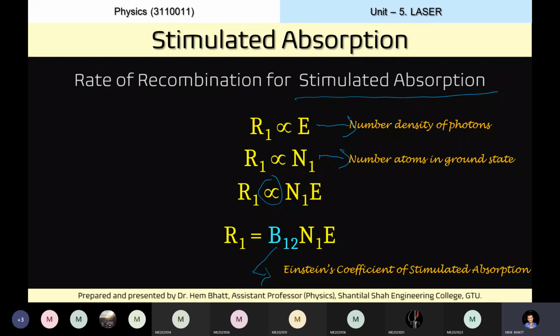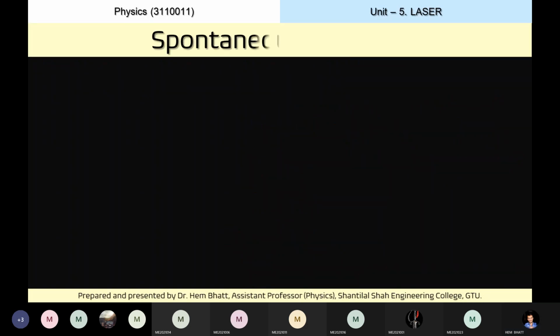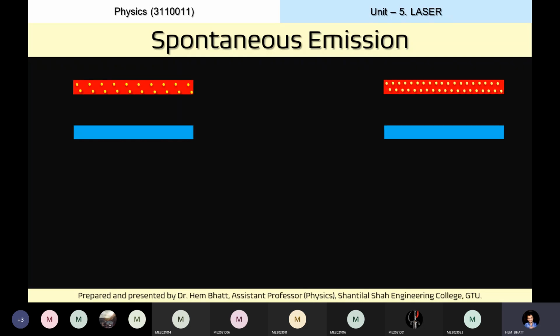Now this is the first process, stimulated absorption. Next is spontaneous emission. So, who decides how much spontaneous emission will take place? In spontaneous emission, the electron goes from the excited state to the ground state. But how much spontaneous emission will take place? Who decides that? Let us consider two situations once again.